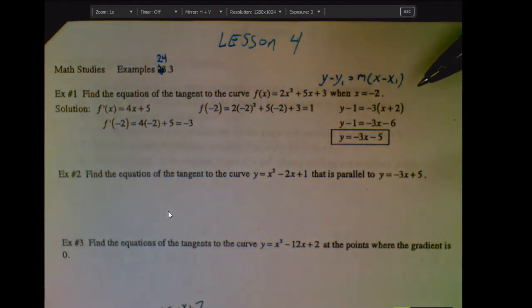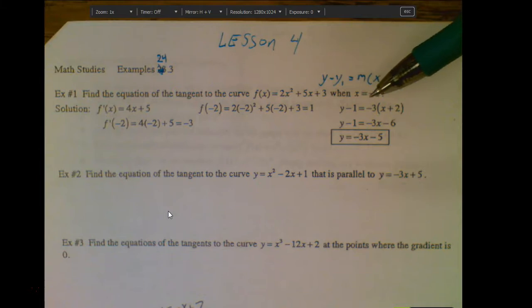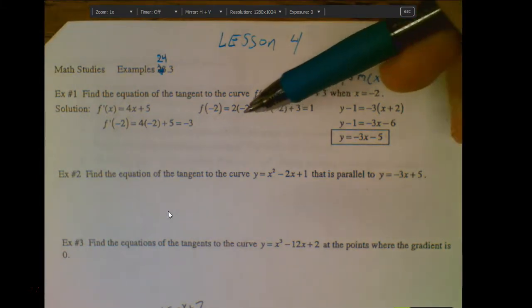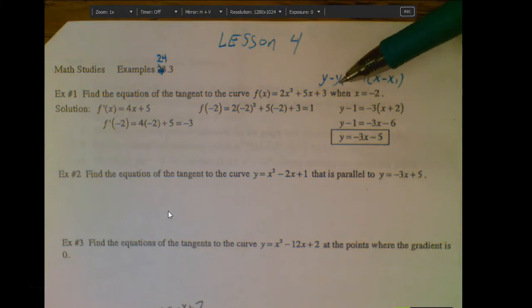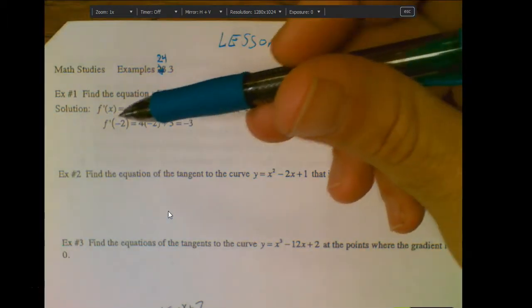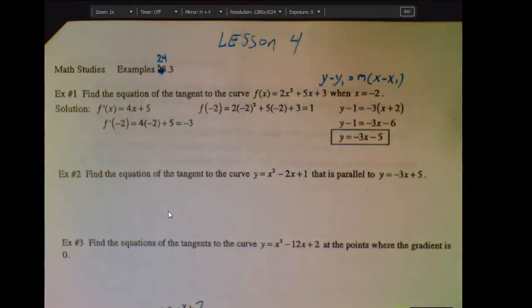So first things first, one thing we've talked about in some of the earlier lessons, where do you get a y coordinate? Remember, that always comes from the original function. So if we take -2 and sub it into the original function, that's what you're seeing in this line right here. That gives you the y coordinate. So we got the 1 that's going to go right in here for the y coordinate. And if you take -2 and plug it into the derivative, and that's what you're seeing over here on this step, that gives you the slope of -3.